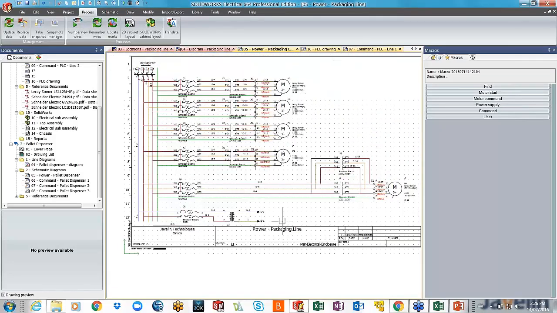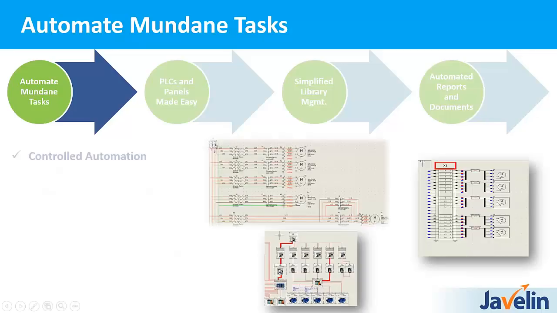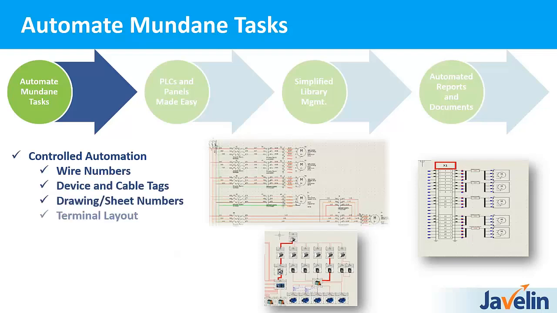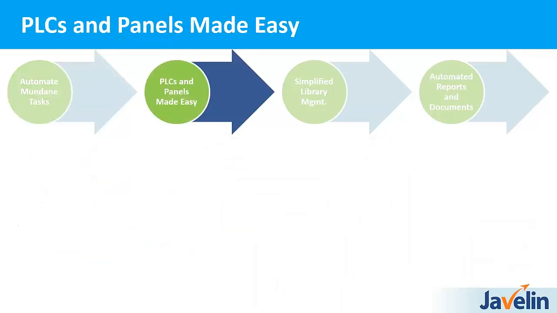Alright, so same thing with components. If you would like to add more formula-driven component naming, you can do that, and the application will add that for you. So it's a controlled automation. I showed you multiple levels of automation and levels of design you can work with. It's fast, it's easy to use, and it reduces a lot of your rework.